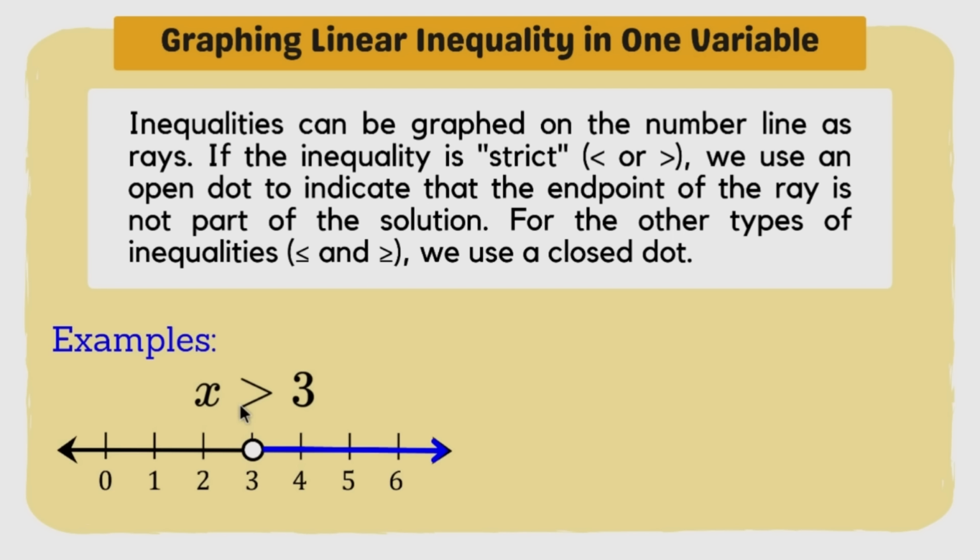X can be 4, X can be 5, X can be 6, and so on. Hindi po kasama si X. Hence, we are now going to use the open dot. Okay? Now, let's compare it with X is less than or equal to 3.